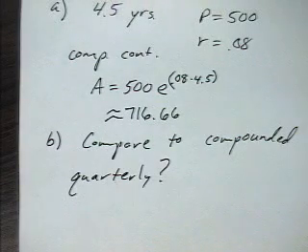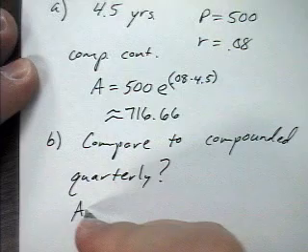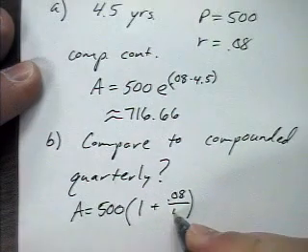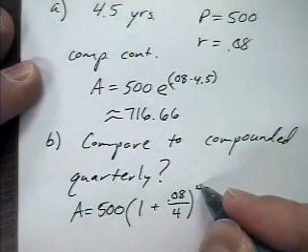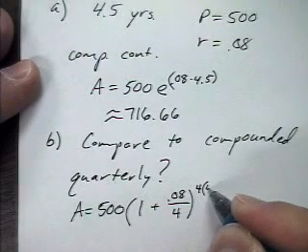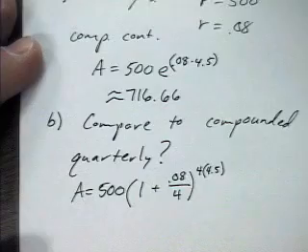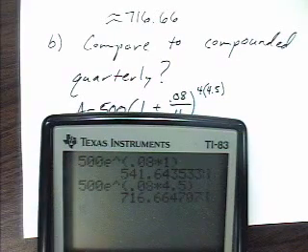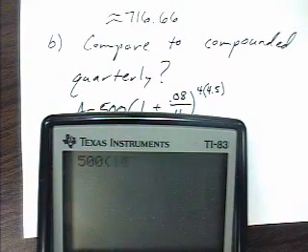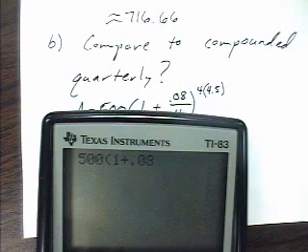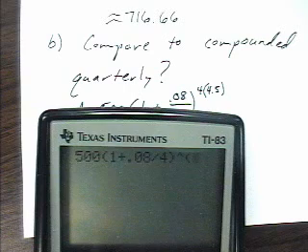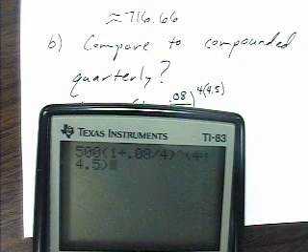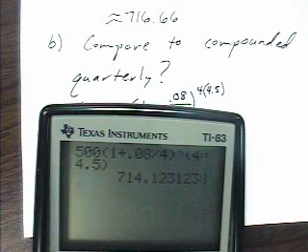Now, how does that compare to compounded quarterly? Well, compounded quarterly, when we start with $500, quarterly would be 4 times a year. So you have that 4 times 4.5 in your numerator. Let's see here. $500, 1 plus 0.08 over 4 in parentheses, raised to the parenthesis. Got to put parentheses around your exponent, otherwise you're going to mess it up. 4 times 4.5, giving us $714.12.